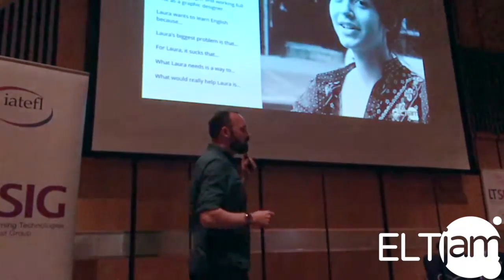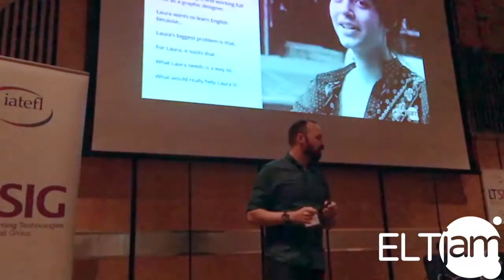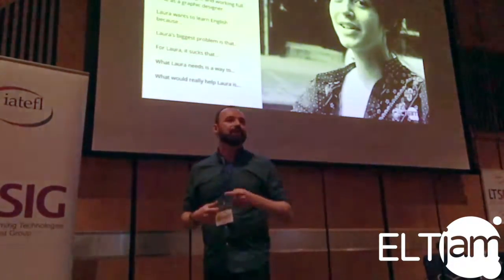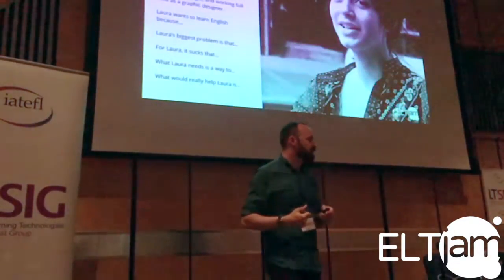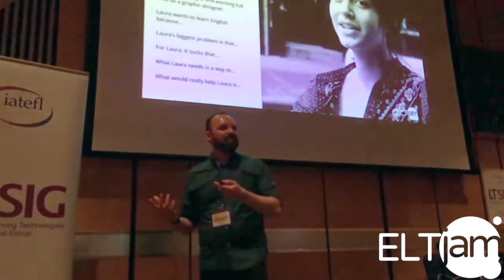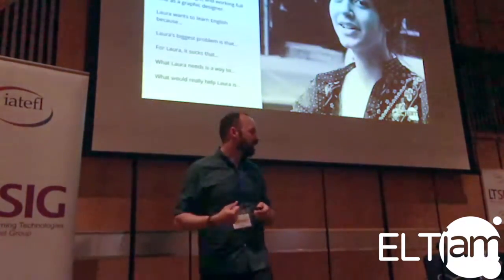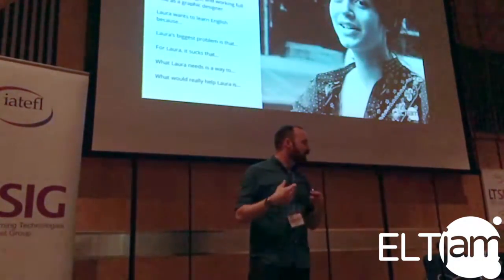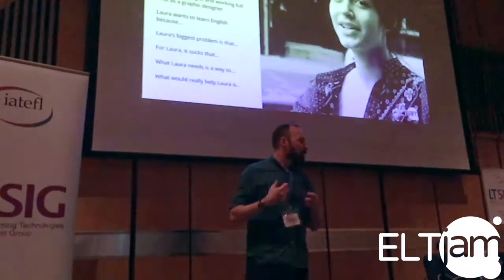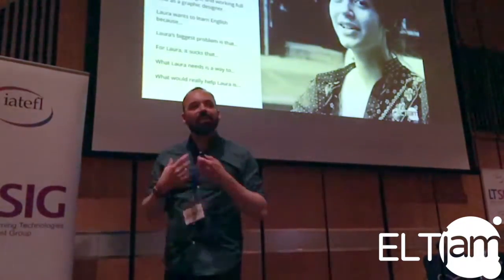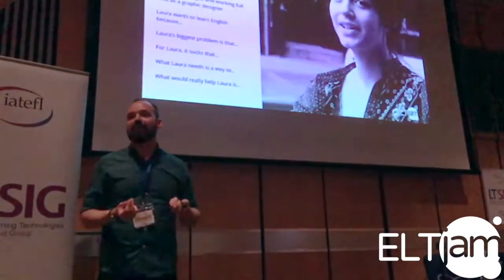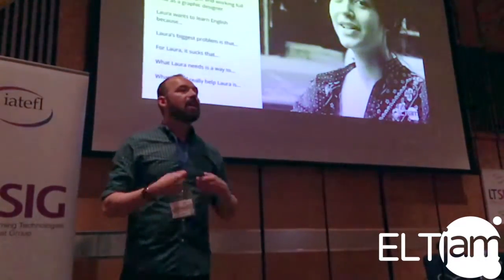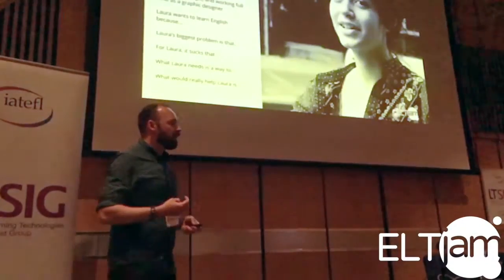And then what you want to do is you want to try and complete these sentences for Laura. So she wants to learn English because of this. Her biggest problem is that this happens. For Laura, it sucks that things are this way. Or it's a pain that things are this way. What Laura really needs is a way to do this. And what would really help Laura is this. And this starts to get under the skin of what you can do to help this particular learner. What your course might need to look like, what content you might need to cover, that kind of thing.